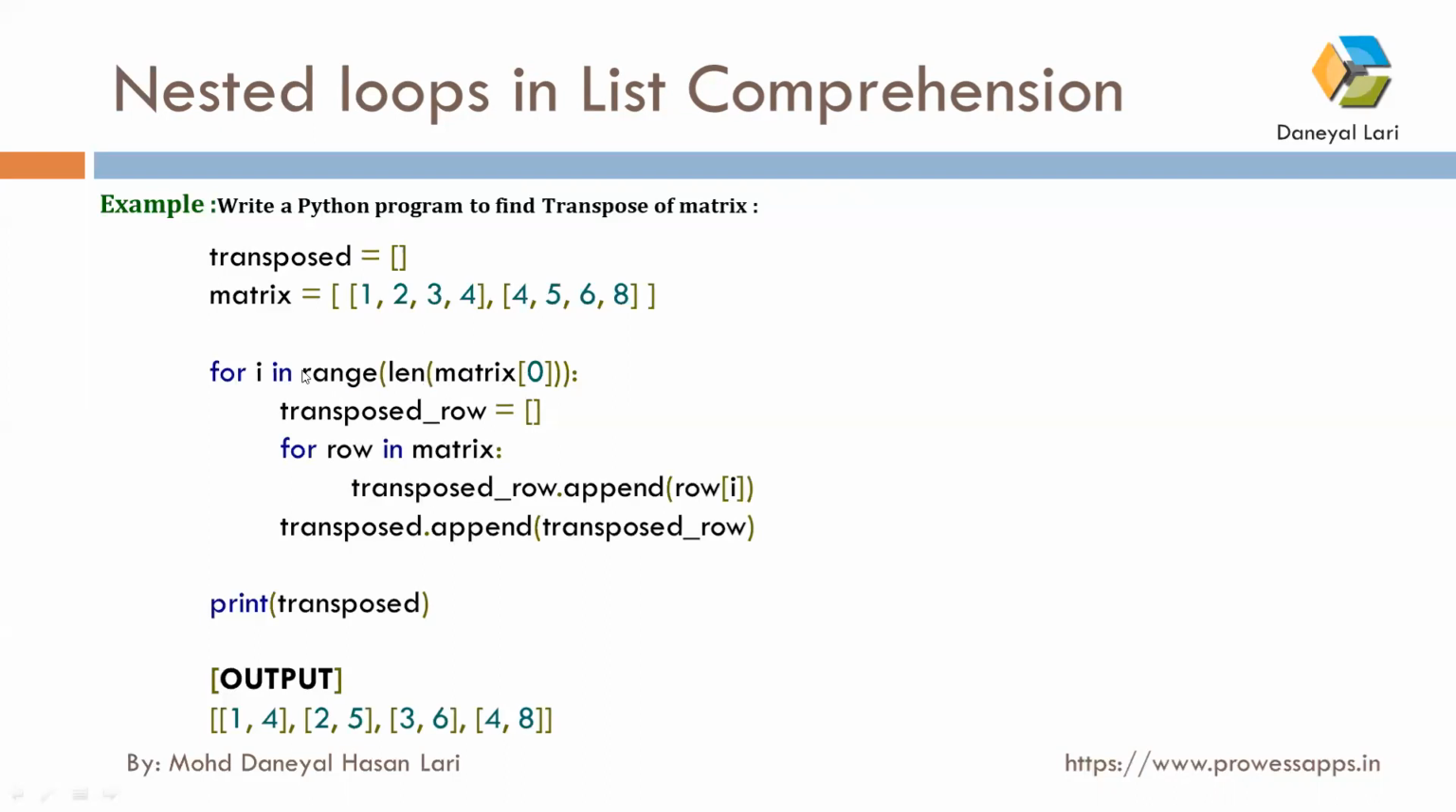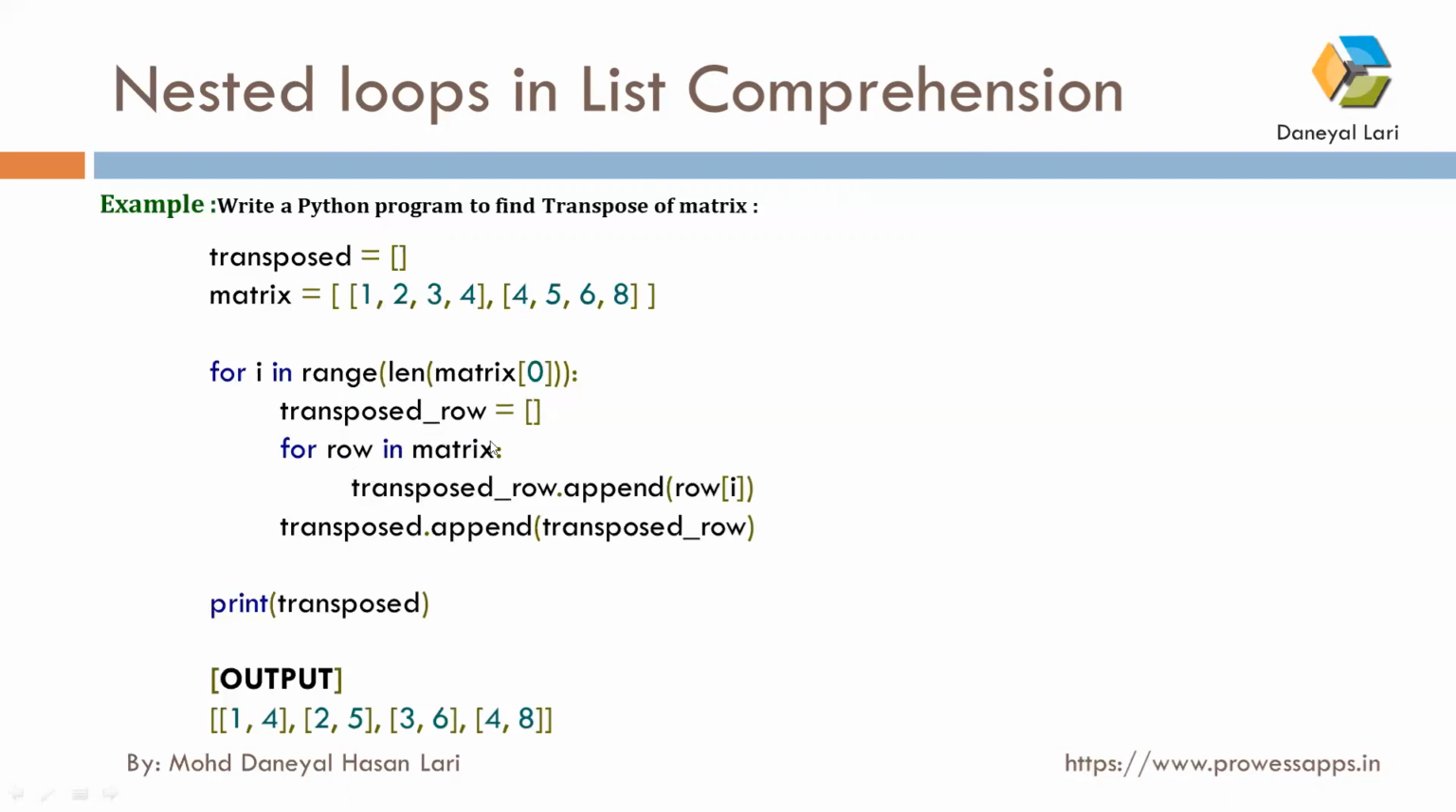So it will generate a range from 0 to 4, meaning 0 to 3. Okay, so this is the first row size. It will be the same for every row, so it is not a problem. After that, we will create an empty transpose row list, and after that we will fetch, for I it is 0, so 0 of this row and 0 of this row, that will be appended into your transposed matrix.